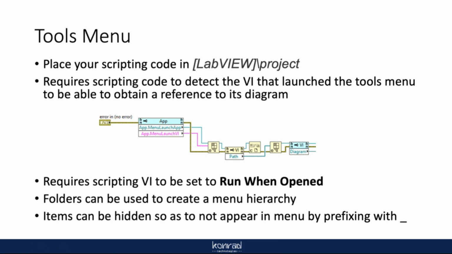Now, obviously, my resetting of the recent files list didn't affect a VI, so I didn't need to do this. But in the case of my alternating colors, I'm going to have to find out which VI launched the tools menu in order to then run that scripting code on that VI. So this is the code that we need. It also requires that VI to be set to run when opened so that it runs the VI and executes the scripting code immediately.